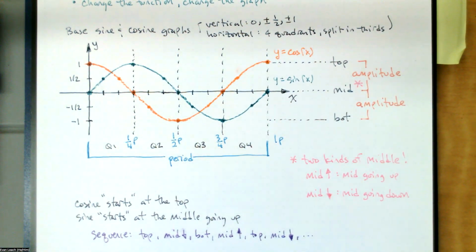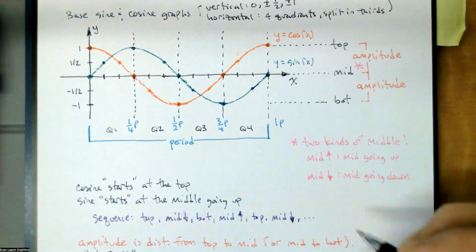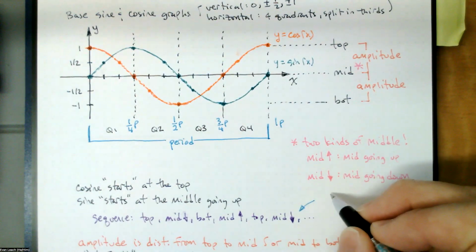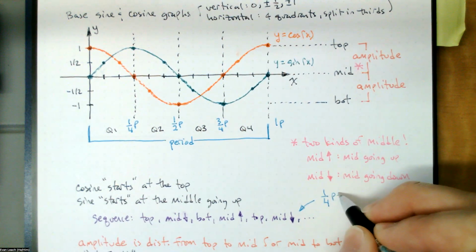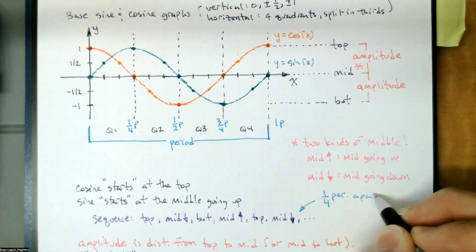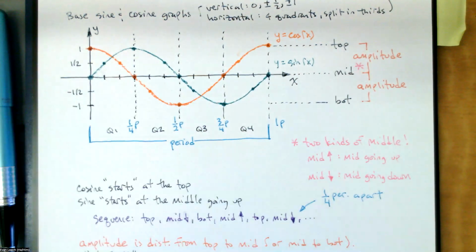The points in the sequence, top, middle going down, bottom, middle going up, and so on, those are all 1/4 period apart. So if we find out that the period is 8, then those points happen 2 units apart, 1/4 the period apart. Divide the period by 4. That's when the sequence happens. Top, middle going down, bottom, middle going up. Those will all be 1/4 of the period apart.